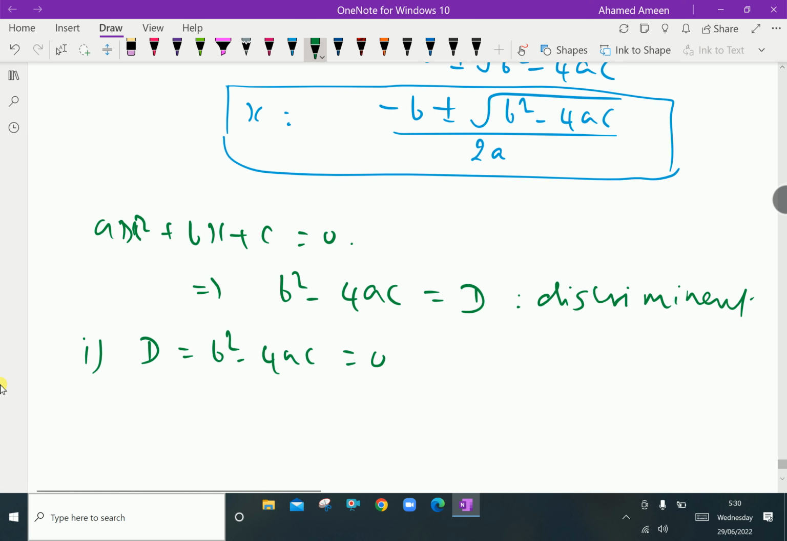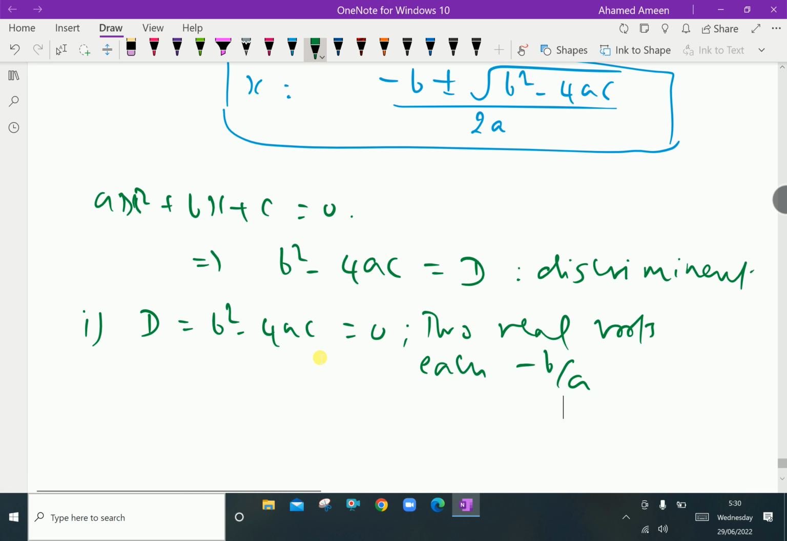Now if D equals b square minus 4ac equals 0, then the quadratic equation has two real roots, each equal, the roots are minus b by 2a. That means for the quadratic equation, the D value is 0, that is the expression b squared minus 4ac equals 0, then we can see it has two equal real roots, each being minus b by 2a.